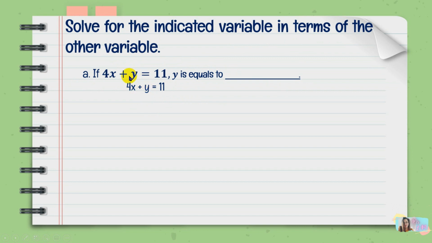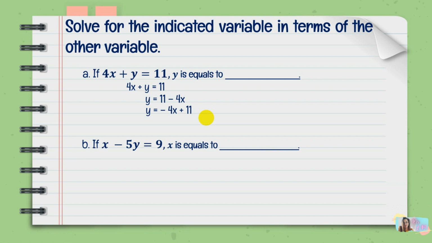Ito pong 4x, we need the additive inverse of this, and that's negative 4x. We add negative 4x on both sides of the equation. Magiging 0 na siya dito sa left side. Matitira na lang ay si y. y is equals to 11 minus 4x. And this is the value of y already. Or, pwede natin siyang i-rewrite as y is equals to negative 4x plus 11. So, ito na yung hinahanap natin dito sa ating blank: y is equals to negative 4x plus 11. From this equation, nakuha natin yung magiging value ni y.